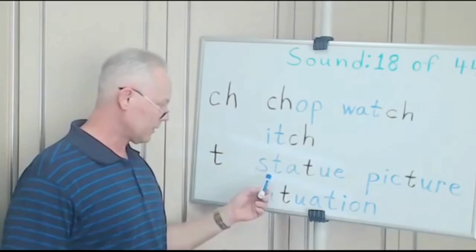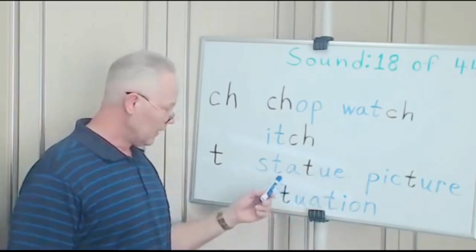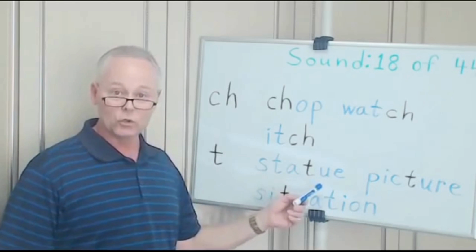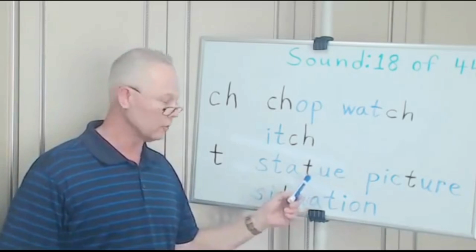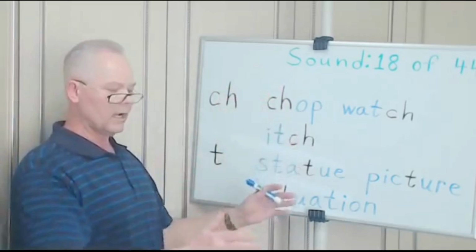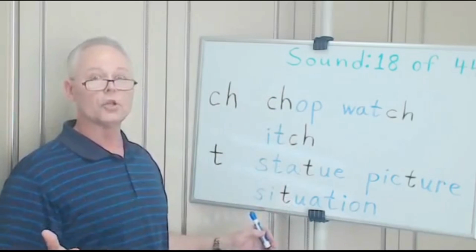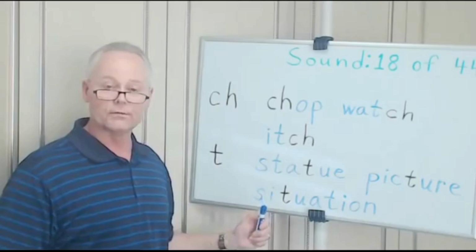T. Let's look at statue. Statue. If you pronounce this statue, no, this is not going to work. Statue would be somebody carved out a model of me in stone. They'd say this was a statue of Lyman.